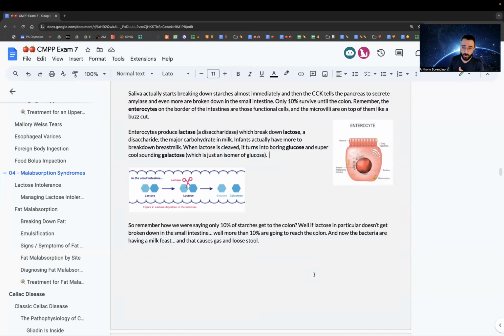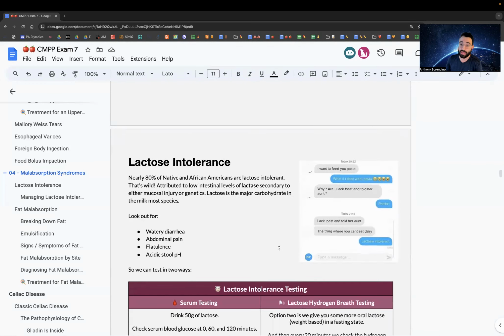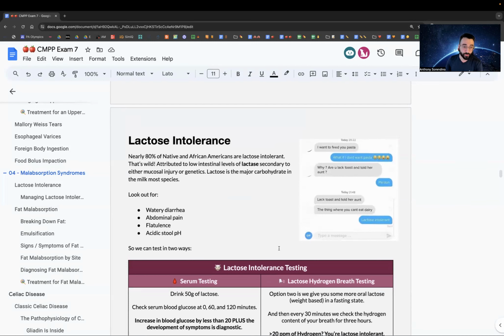Okay, so we were saying only 10% of starches get to the colon. Well, what if lactose in particular doesn't get broken down and more of it gets to the colon, where the bacteria are going to have this milk feast and cause all of this gas and loose stool? And that's where lactose intolerance comes into play.